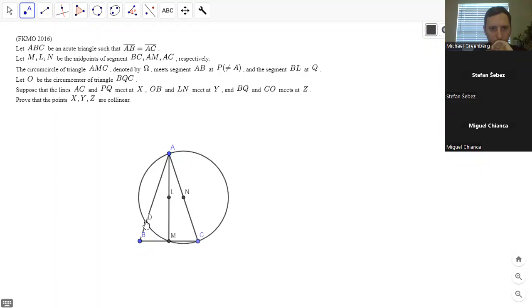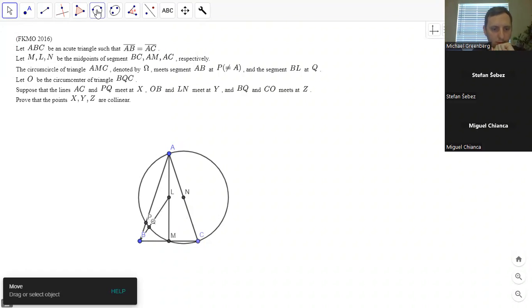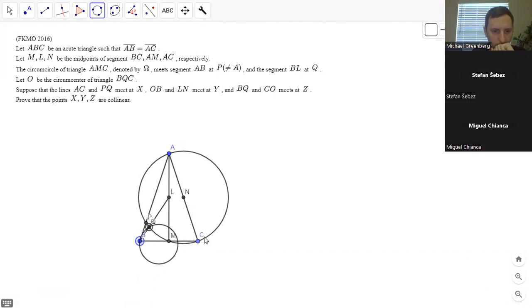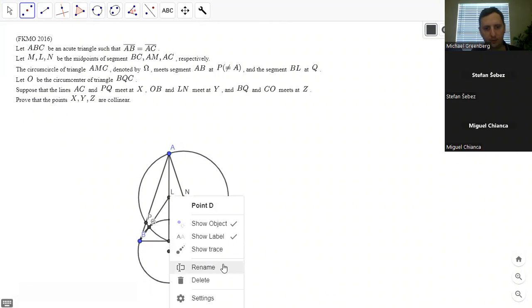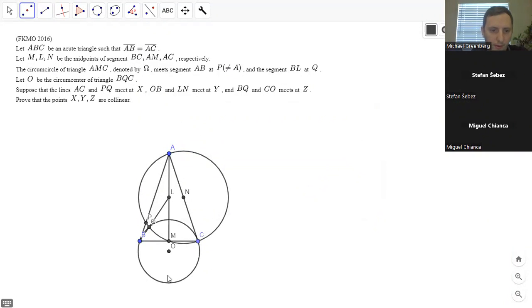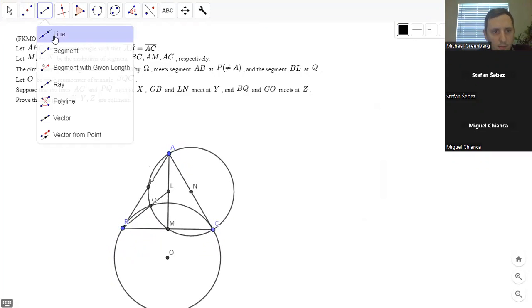And E. And it meets BL at Q. And then we draw the circumcircle of BQC. It's centered at O. And O is going to lie on AM. And then AC and PQ intersect at some point X.